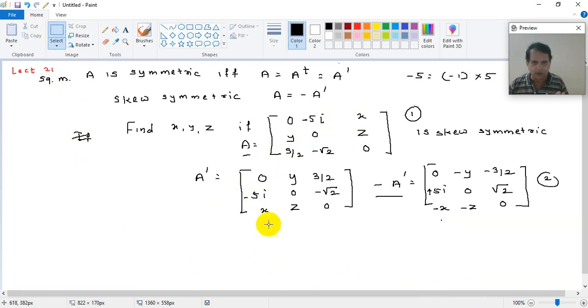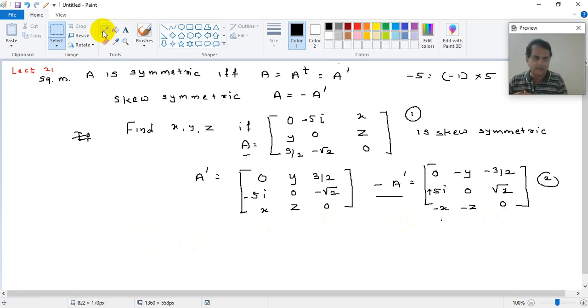First row we have made first column y, 0, z; second column 3 by 2, minus root 2 and 0; third column minus A dash. So 0, minus y, minus 3 by 2, plus 5y, 0, plus root 2, and then x, z and 0. So that becomes minus A dash. When you do, it becomes minus x, minus z and 0.